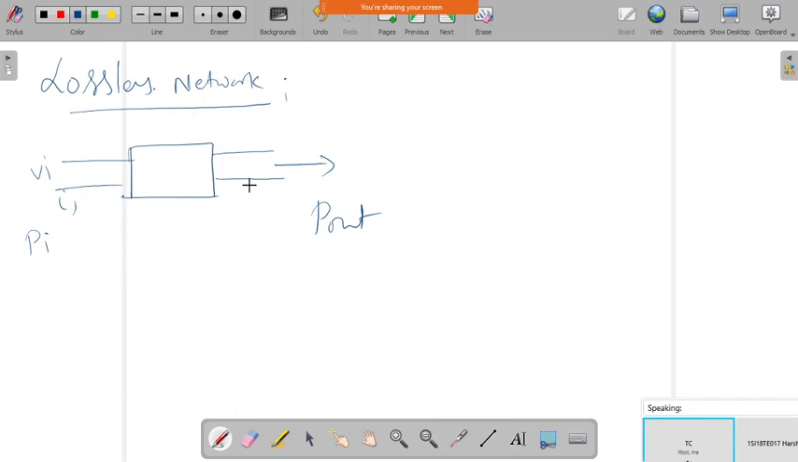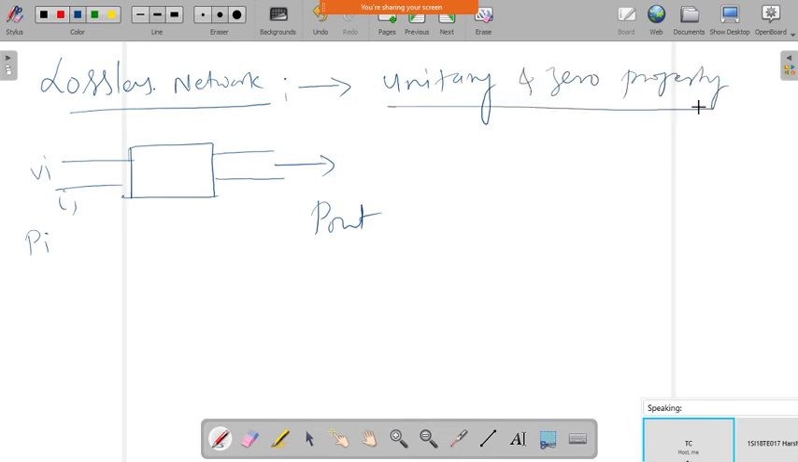This condition is imposed through some restrictions on the S parameters. Now, what are those restrictions, and how can we see lossless networks in terms of the S parameters? We will see. A two port network is said to be lossless if it satisfies the unitary and zero property. So what are this unitary property and zero property?